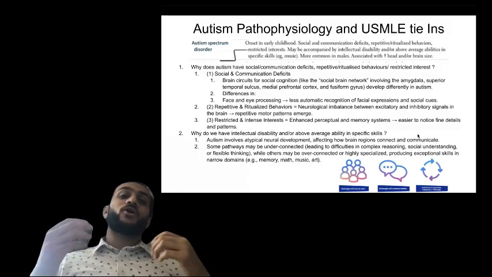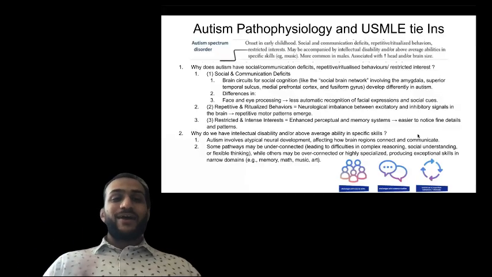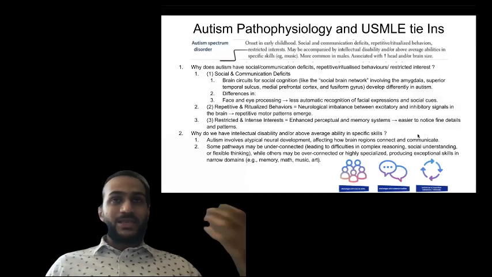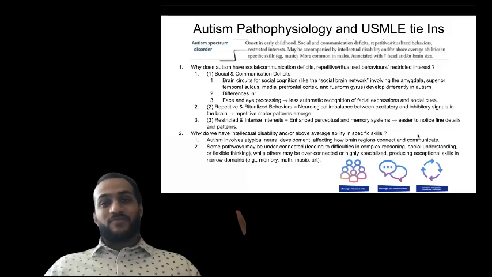So we're going to be speaking about autism pathophysiology and the USMLE tie-ins. So we have over here autism in the USMLE First Aid book, which is like the standard. We have maybe like 7 points I want to mention.